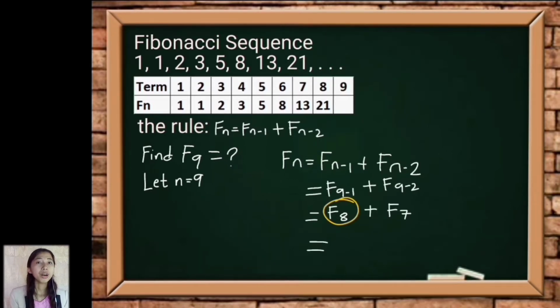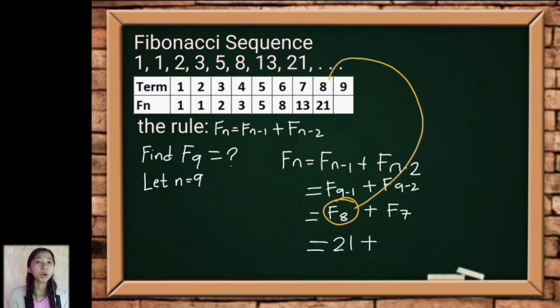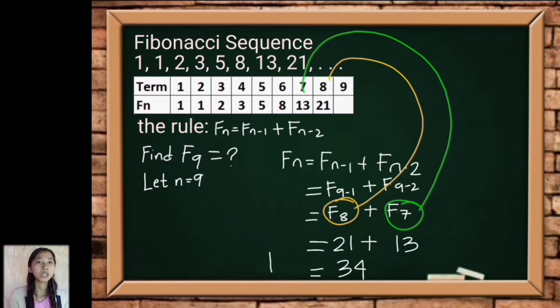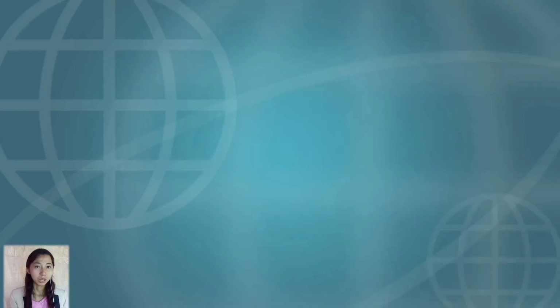So what is the value of F8 in the table? What is the Fibonacci number of term 8 in the table above? If you look at the table above, F8 equals 21, and F7 equals 13. So if we total that, 21 plus 13 equals 34. That's how you solve to find the succeeding term of the Fibonacci sequence.